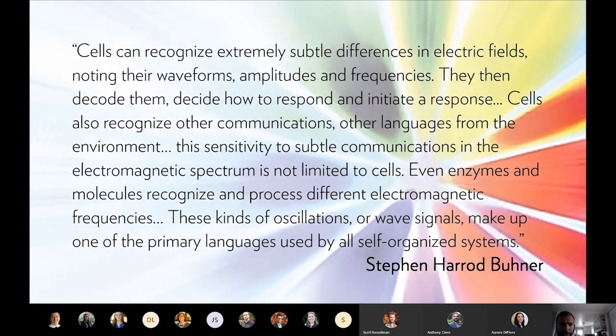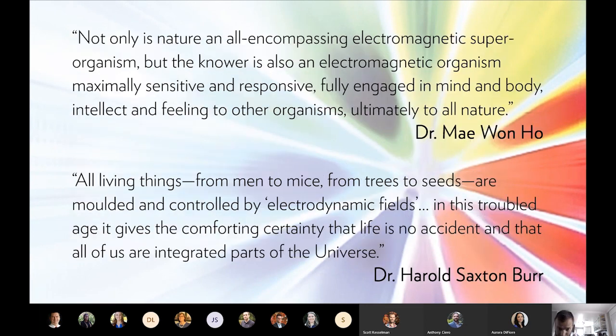I only have a few more here. Cells can recognize extremely subtle differences in electric fields. Noting their waveforms, amplitudes, and frequencies, they then decode them, decide how to respond, and initiate a response. Cells also recognize other communications, other languages from the environment. This sensitivity to subtle communications in the electromagnetic spectrum is not limited to cells. Even enzymes and molecules recognize and process different electromagnetic frequencies. These kinds of oscillations or wave signals make up one of the primary languages used by all self-organized systems.